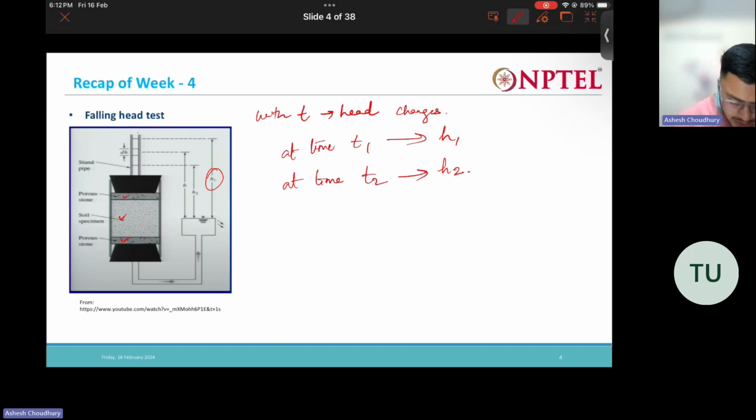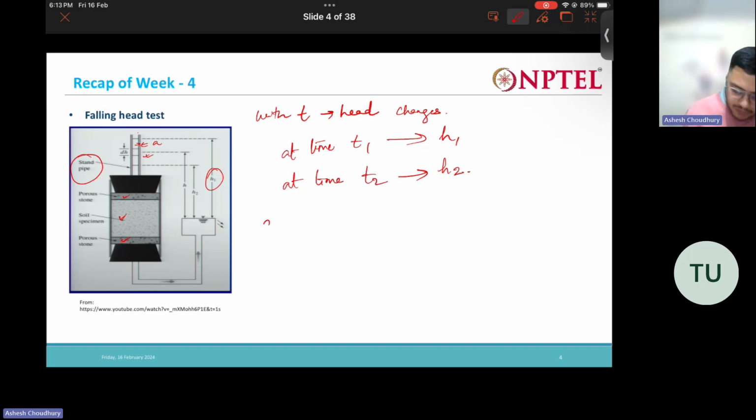And how is this measured? This head loss is measured using a standpipe. The cross-sectional area of this standpipe is, say, a. Here we are measuring the head that is falling. We see that from this much head, this much has fallen, and we read that in the standpipe.